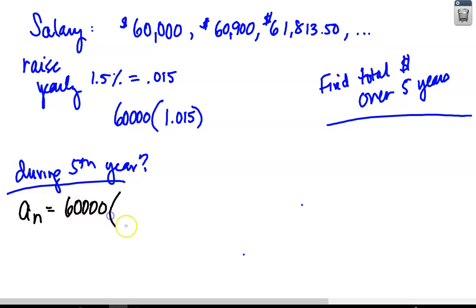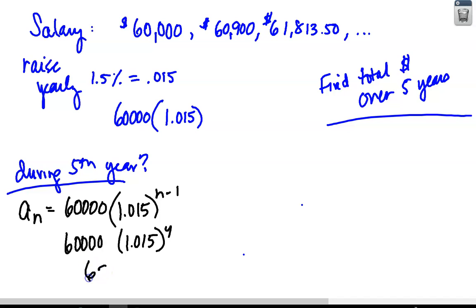What are you doing to the initial value? You're multiplying it by 1.015 to the n minus 1. If I want during the 5th year, then this is obviously just going to be to the 4th. So I can plug that guy in. I could round to the nearest penny, and I get about $62,740.70. So that's about how much you'd make during your 5th year.